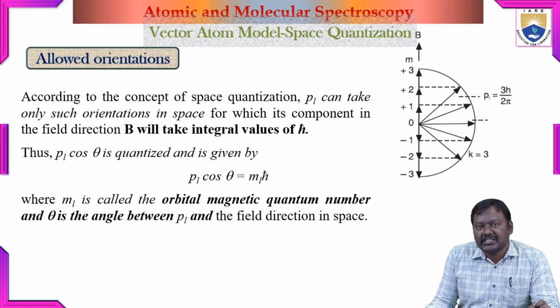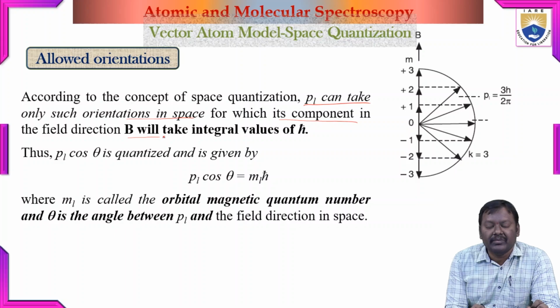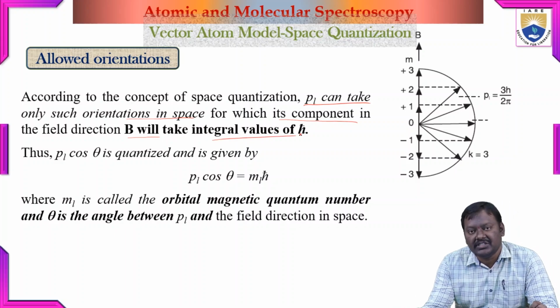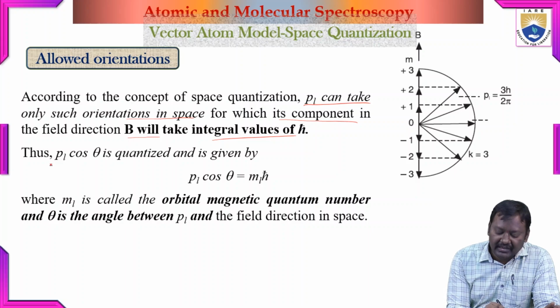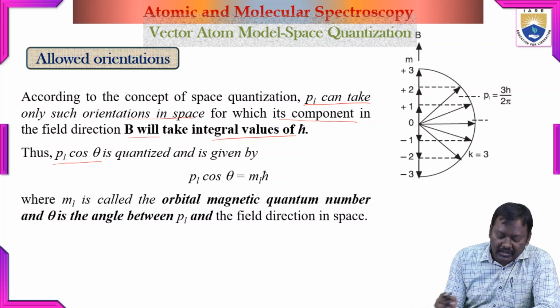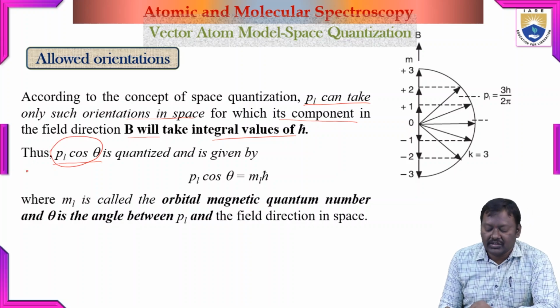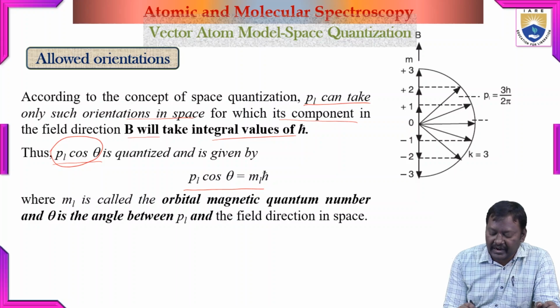So according to the concept of space quantization, PL can take only such orientations in space for which its component in the field direction B will take integral values of h cross, as we discussed in the earlier slide. So for the orbital angular momentum, we can identify PL cos theta as the angular momentum in that particular direction. This value must be an integral multiple of h cross, so we can take ML into h cross. So PL cos theta equals ML h cross.